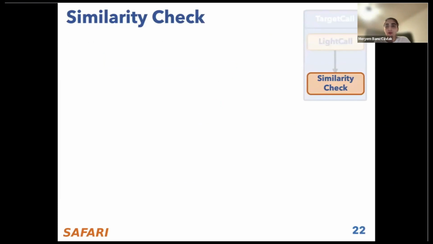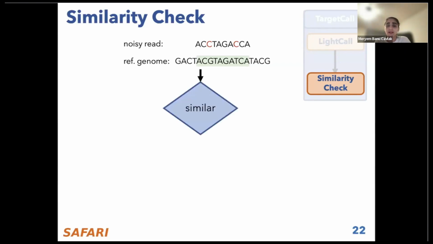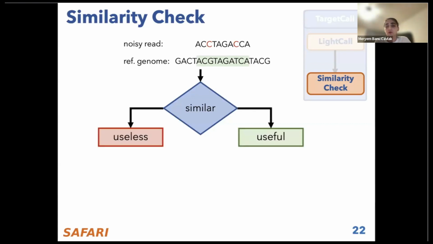The second component of TargetCall is similarity check, and it gets input from the previous step, which is LightCall. The input is the noisy read coming from it. And the second input is the reference genome, which is determined based on the application we have. The goal is to predict if these two things are similar to each other. And depending on the answer, it labels the read as useful or useless. This labeling is dependent on the application. This problem is very similar to the read mapping problem. That's why we use the state-of-the-art read mapper Minimap2 for this module.